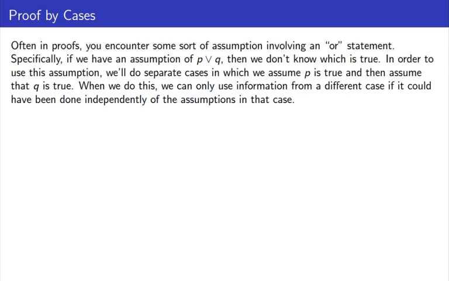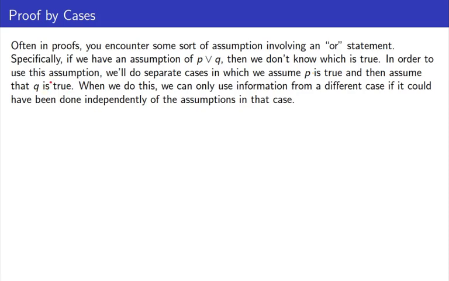In this lesson, we'll talk about proof by cases. Often when you're doing a proof, you may end up with an assumption that has the word OR in the assumption. Remember that if we have the statement P or Q being true, what it could mean is that P is true, or Q is true, or maybe even both. So in order to work with this assumption, we'll do two separate cases. We'll do one case where P is true, and then we'll do a separate case where Q is true.